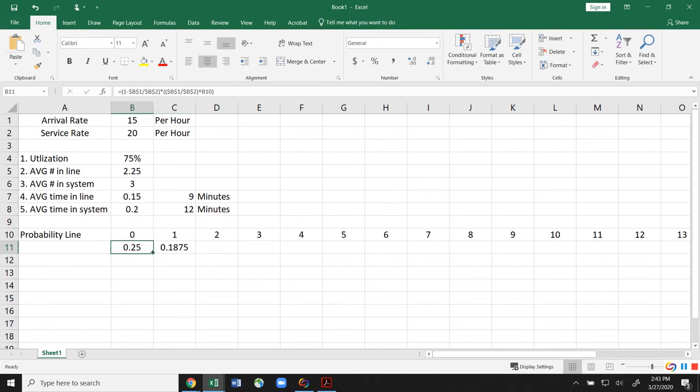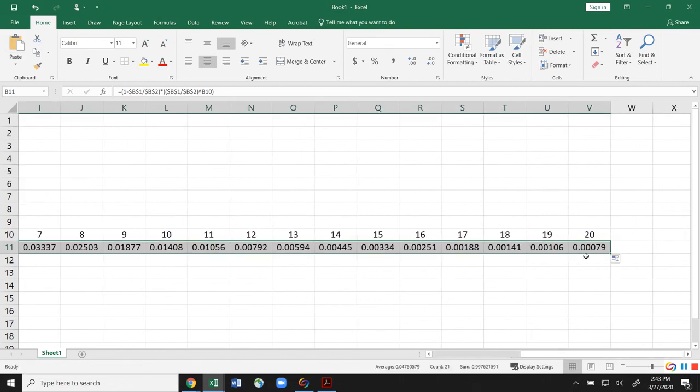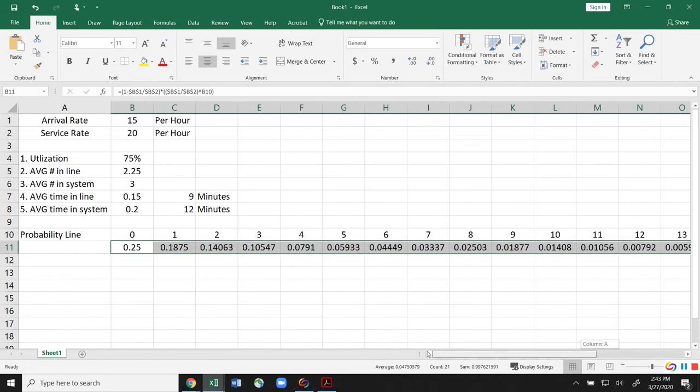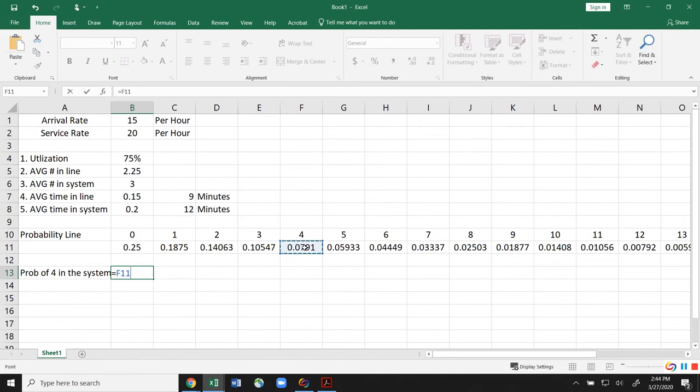Alright, so I'm just going to drag it over all the way now to 20. And as you can see, as you get to 20, it's a smaller probability that there's 20 in the system at any time. Alright, so now let's ask some questions about this. What's the probability of 4 in the system? That's going to be easy. It's just going to equal p to the n of 4. So let's make this percentage here.